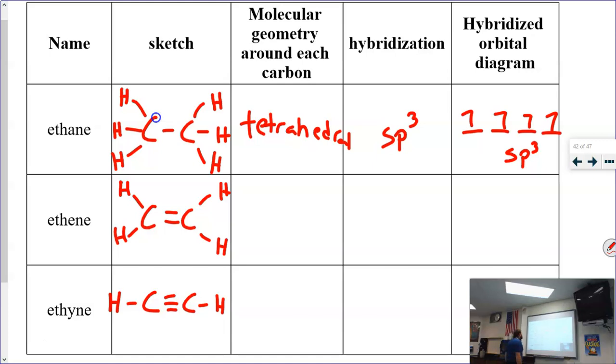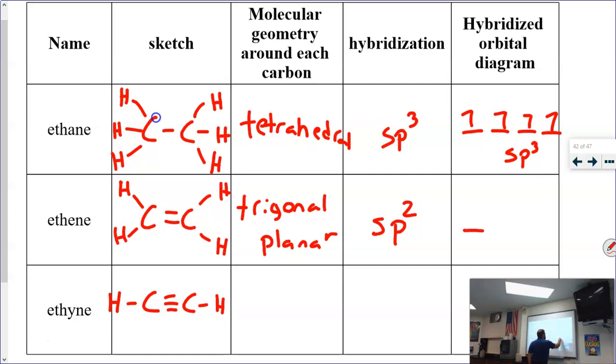Okay, ethene. What is the geometry around each carbon? Well, what's the coordination number around each carbon? You have 1, 2, 3 atoms that you need to separate. Coordination number of 3 means a trigonal planar geometry. Hybridization, if the coordination number is 3, is sp2. So how would we hybridize this? Well, we would hybridize 1 s and 2 of the p's, but the other p orbital would not get hybridized. It's going to look like this.